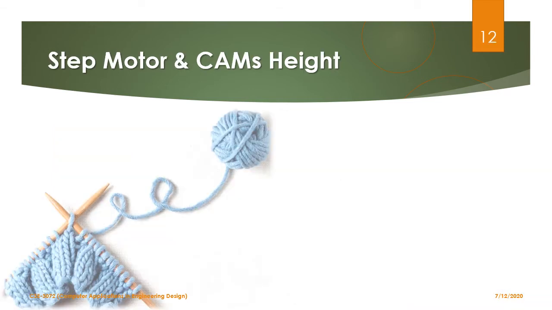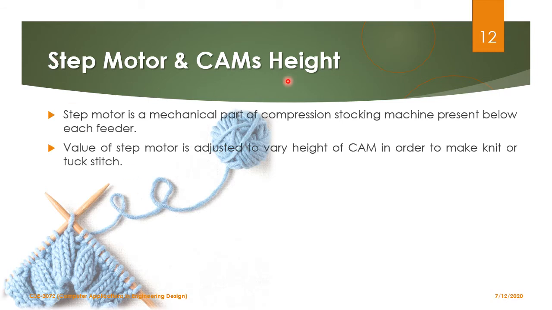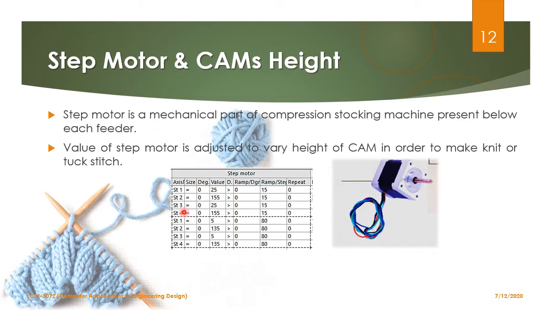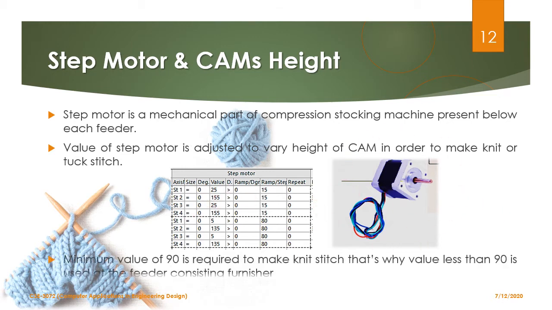Step motor and cam height. A step motor is a mechanical part of a compression stocking machine which is present below each feeder. For example, there are four feeders, so four step motors are present, one below each feeder. A step motor value is used to adjust the height of a cam which makes a specific stitch. For example, the minimum height of 90 is needed to form a knit stitch. So here value 25 denotes that the tuck stitch is being formed, while 155 denotes the knit stitch. It is a step motor diagram.